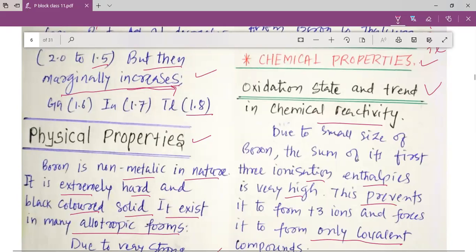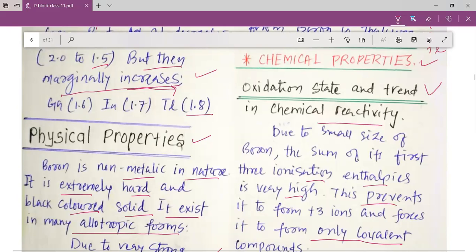They also react with dinitrogen at high temperature. So these elements from group 13 react with dinitrogen to form nitrides. But remember that these elements react with dinitrogen only at elevated or very high temperatures. For this we can write the general reactions, my dear students. For the formation of oxides, we can write 2E plus 3O2 gives 2E2O3 solid, and for nitrogen we can write 2E plus N2 gives 2EN.